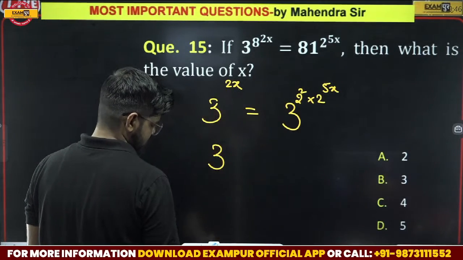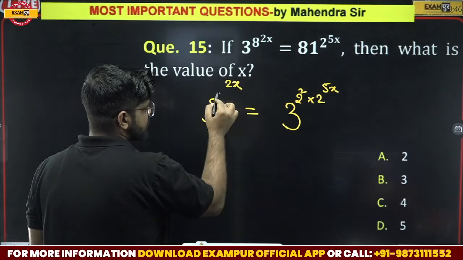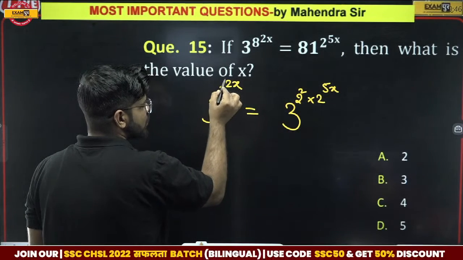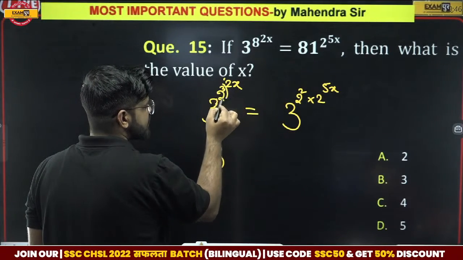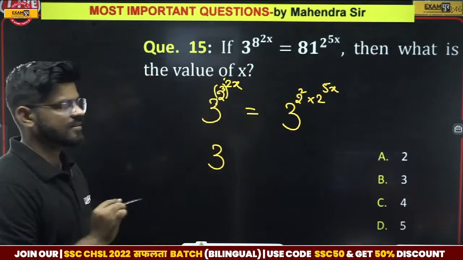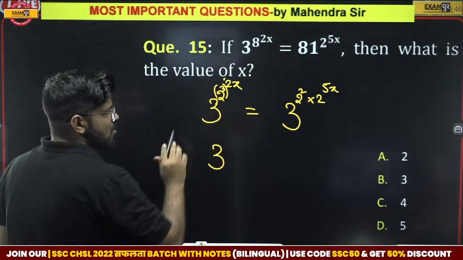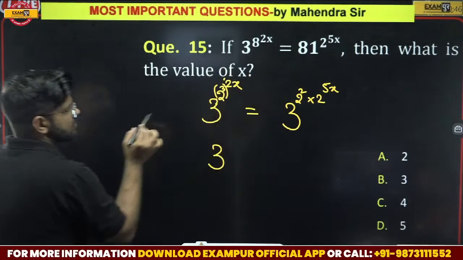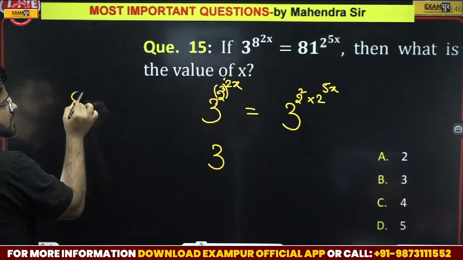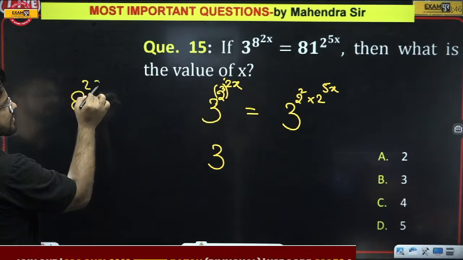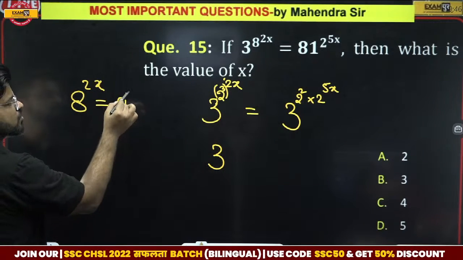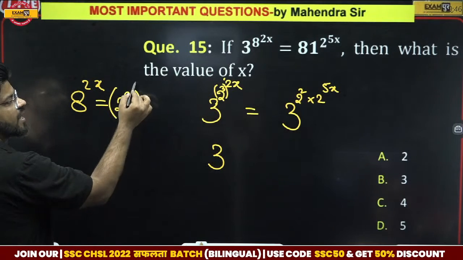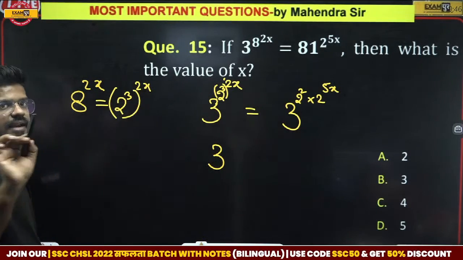So it is 2 to the power 3. So if the power has power, we can write this. Now what we have to do, I have written 2 to the power 3 here only. Just solve here. 8 to the power 2x is there. I have written 2 to the power 3 and power 2x. We can write this.